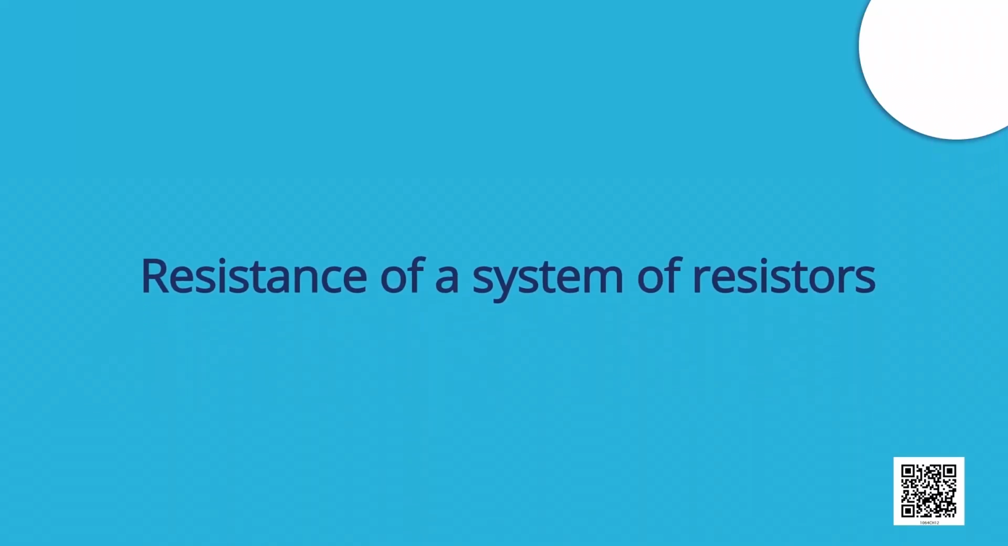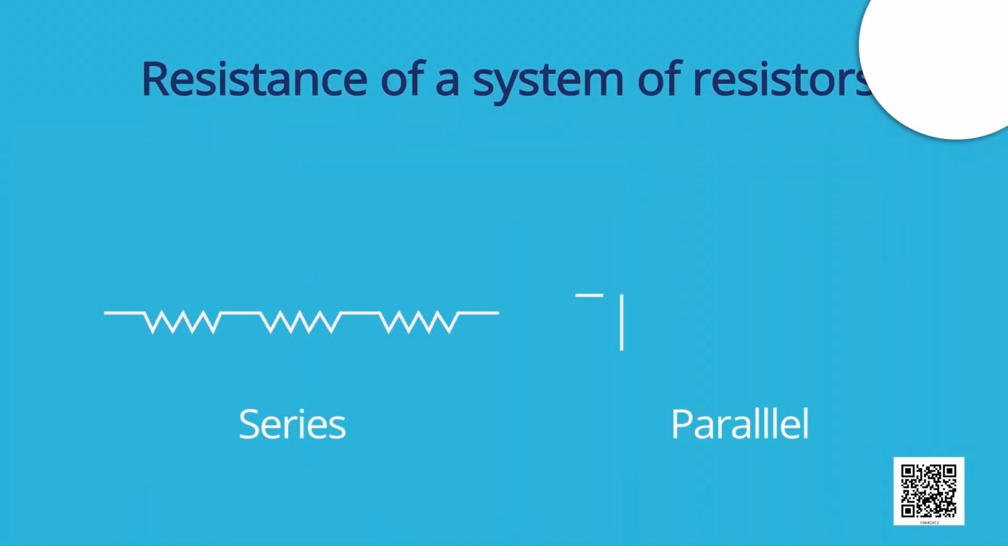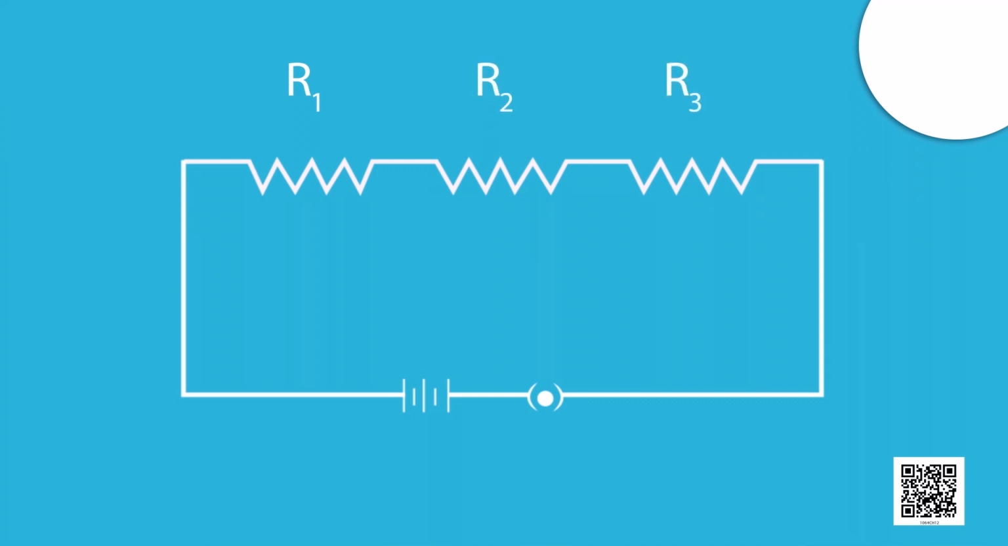Resistance of a system of resistors. There are two methods of joining the resistors together in combination. One is in series and the other is in parallel combination. Look at figure 1, which shows an electric circuit in which 3 resistors having resistances R1, R2 and R3 respectively are joined end to end. Here the resistors are said to be connected in series.